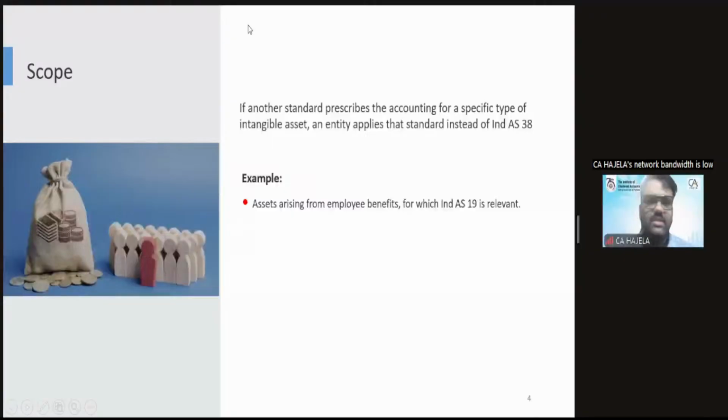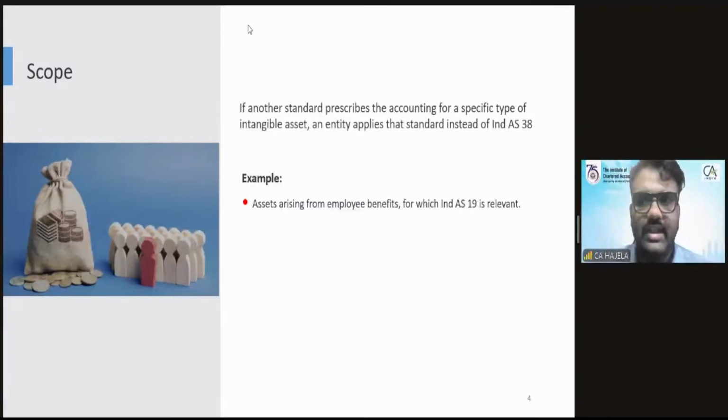Let me just ask you a basic question before we deep dive into technicalities. What is an intangible asset? Simple question. We don't need to go very technical about it. To understand the definition, there are two elements here. One is intangible and the other one is asset. Intangible is something which you cannot touch, which does not have a physical substance. You cannot touch it, you cannot feel it.